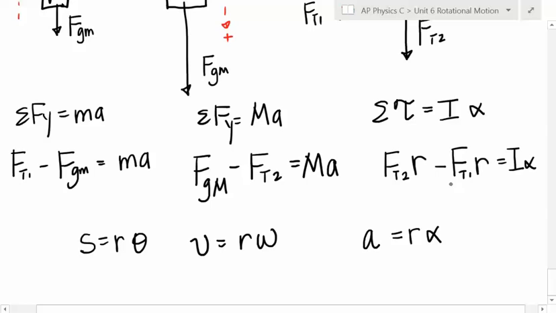So I want to continue to apply this and get you comfortable with summing forces and summing torques before we try to do a lab. Okay? All right, that's it.